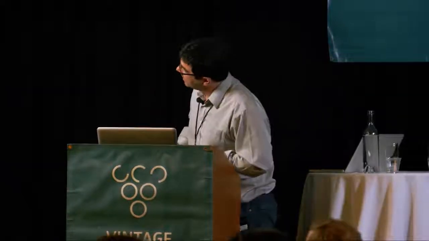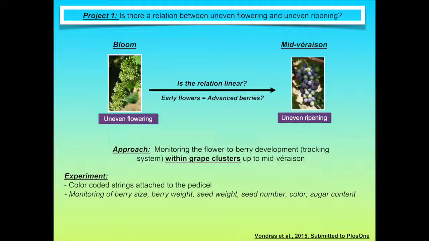So the first project, as I mentioned, the idea was to do an experiment in the field and to try to see if these relations exist. It comes down to these questions: does early flowering, early blooming, give more advanced berries? What are more advanced berries?